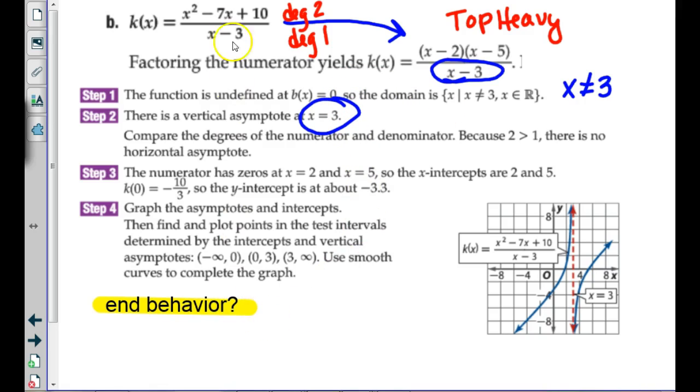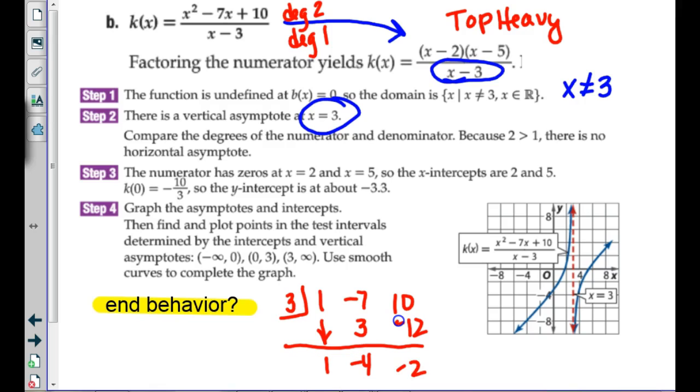For the end behavior, can we use synthetic division to divide this? Don't tell the other teacher's class, because she makes them do long division every time. There are some where you would have to do long division, but this one is just x minus a constant, so we can do synthetic. Across the top would be 1x squared minus 7x plus 10. Bring down the 1. 1 times 3 is 3. Add is negative 4. Multiply is negative 12. Add is negative 2.